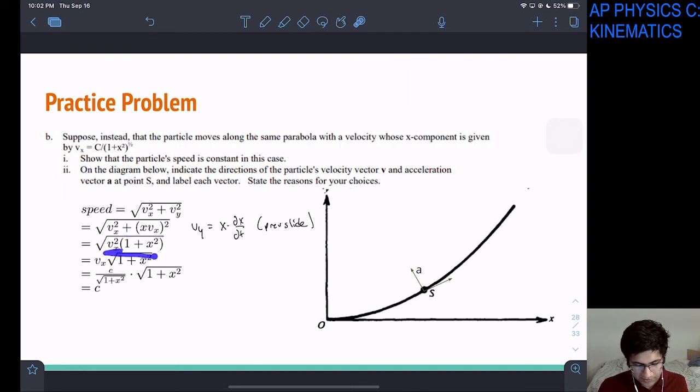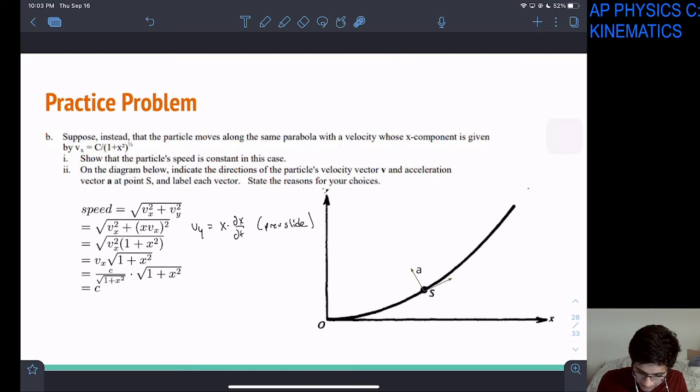We can factor out this term here. We get this here. Great. We can take out vx from the square root. We get this over here. What is vx? Well, we're given vx to be c divided by this expression. Wonderful. These two cancel out, and we're left with just c. So it's constant. Cool.